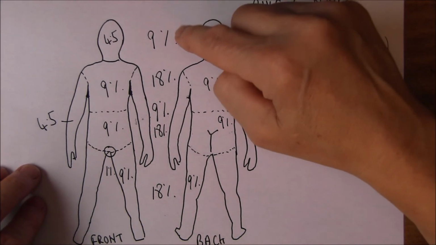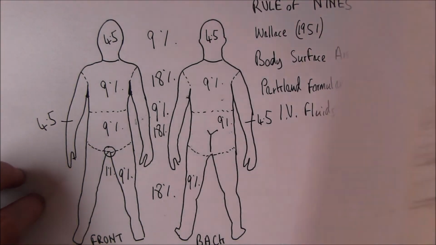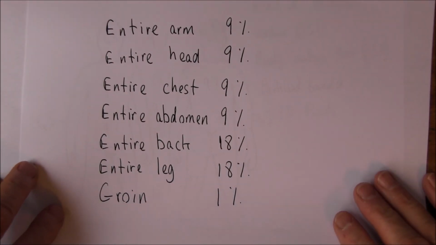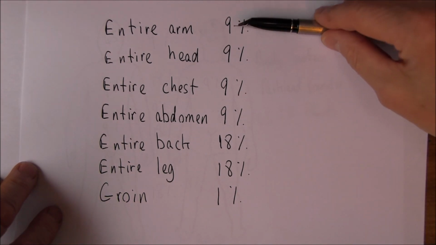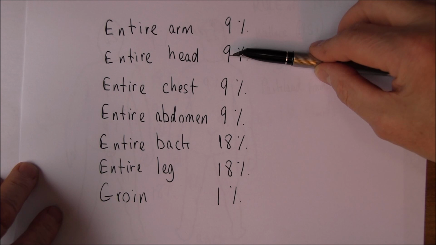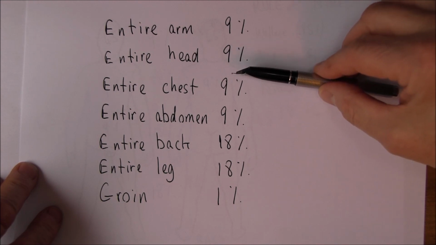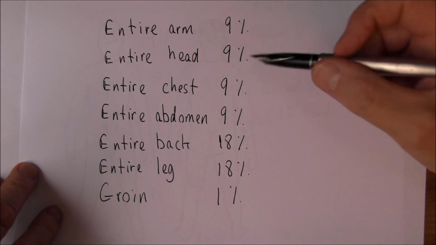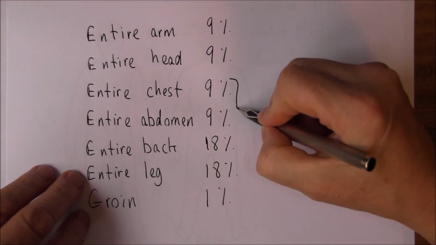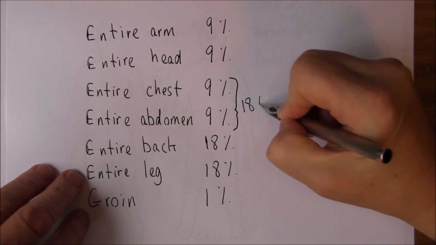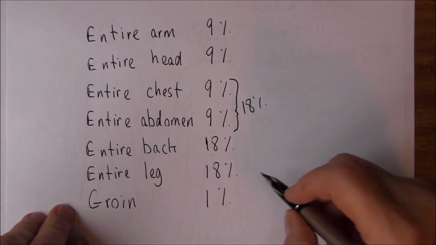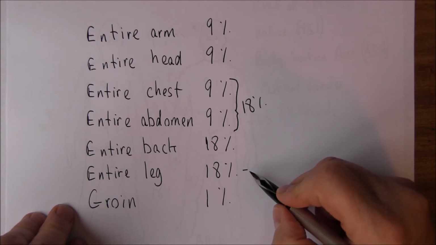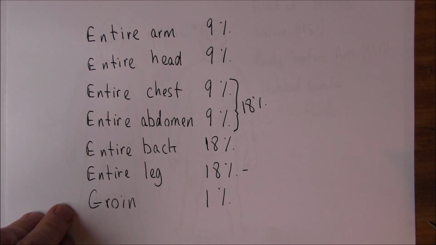So let's just, actually I've got it written out here, let's just look at it. Entire arm 9%, entire head 9%, so half an arm 4.5, front or back of the head 4.5, entire chest 9%, entire abdomen 9%, which makes 18% for the front. The entire back 18%. An entire leg 18%, so the front or back of a leg is going to be 9%, and the groin area 1%.